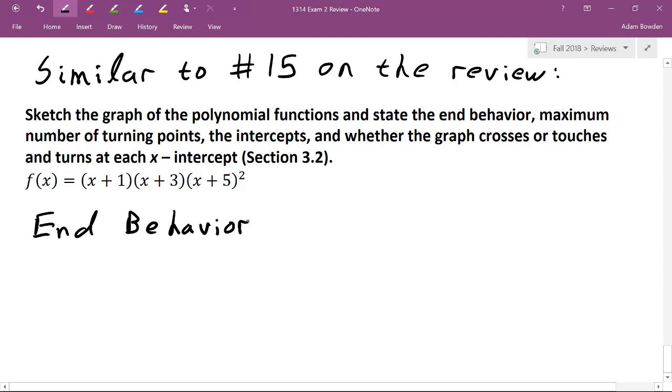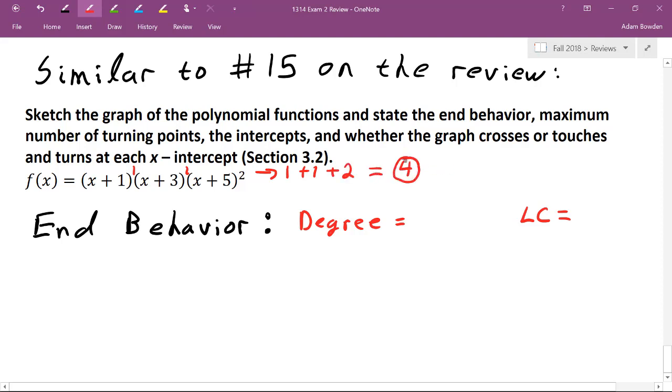To determine the end behavior, this is which direction the ends are pointing, we need two different pieces of information. We need the degree, and we need the leading coefficient. As we did on another example before this one, we have to find the degree by combining all the powers together above each of these factors. So in this case, the powers are 1 plus 1 plus 2. Combining that together tells us that the highest power is 4, and that would be our degree, degree 4.